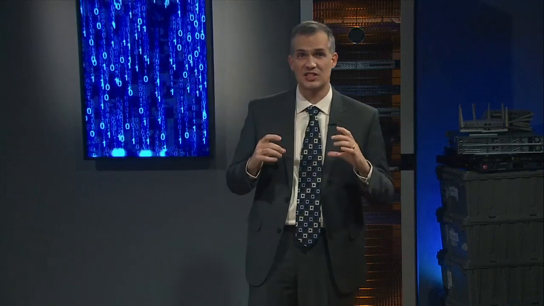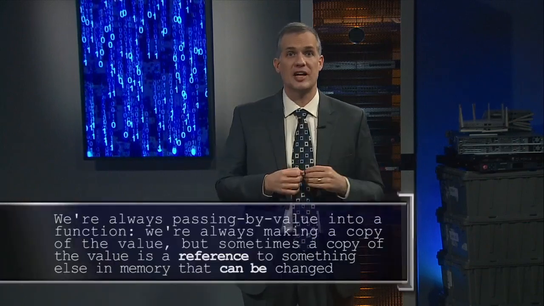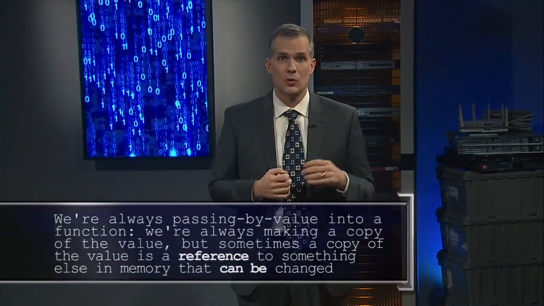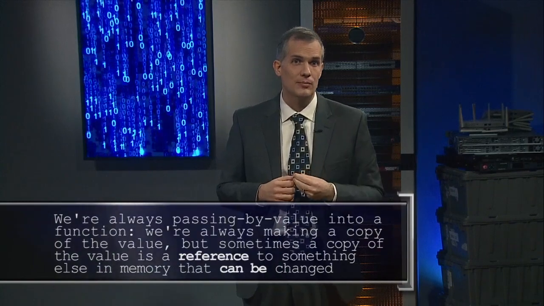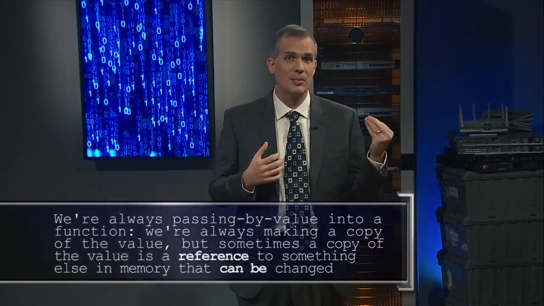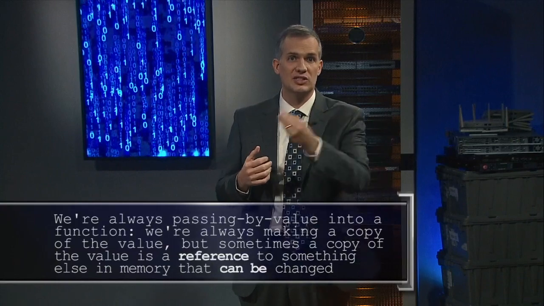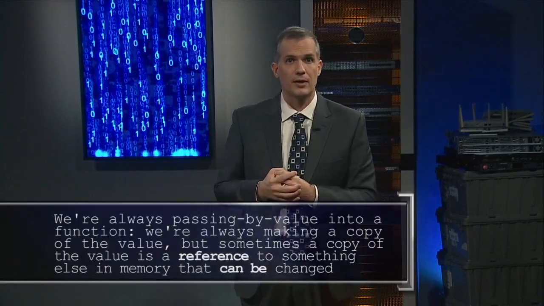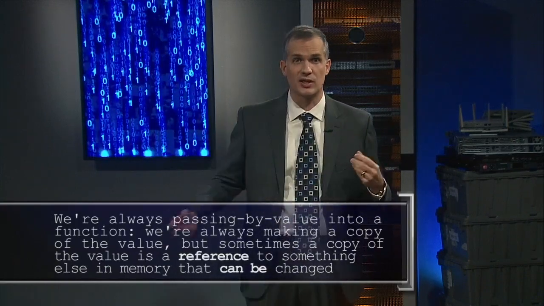I realize that this can be a lot to absorb at once, but once you understand exactly why certain things are mutable and others are immutable, it'll be easy to identify them as mutable or immutable, and to understand exactly how they'll be affected by a function. It'll make sense why we say that we're always passing by value into a function. We're always making a copy of the value. It's just that sometimes that copy of a value is just a reference to something else in memory. And we can still change that other thing that we're referring to.